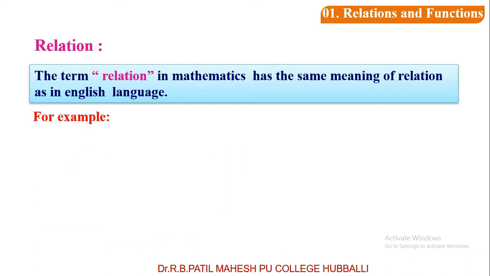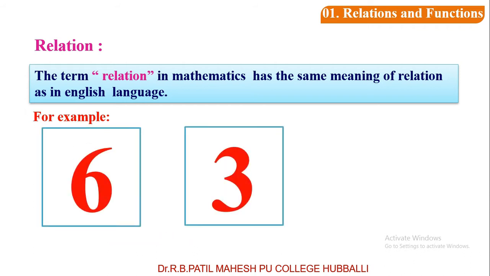One more you can see. 6 and 3 are the two numbers. A link between 6 and 3 you can say is 6 is the multiple of 3. Here two objects are 6 and 3, and is the multiple of is a link between 6 and 3, or is the multiple of is a relation between 6 and 3. So like this we study the relation in mathematics.